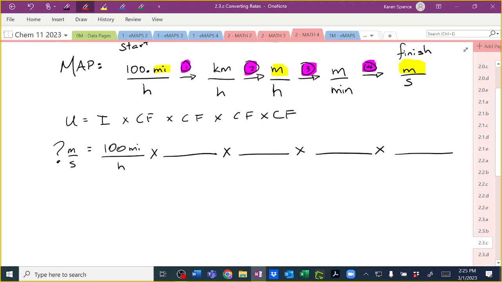So we need to go from miles to kilometers. So we need to cancel out the miles. Right now the miles are on the top, so the miles need to go on the bottom. And that means my kilometers will go on the top. I'm just going to do my units for now.